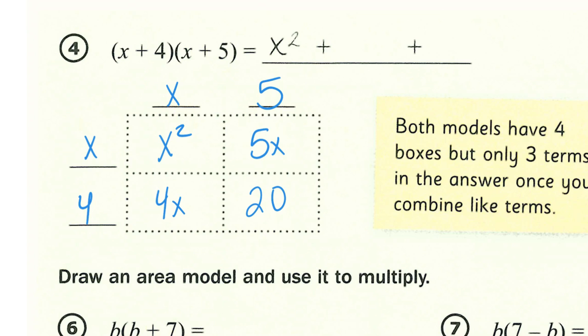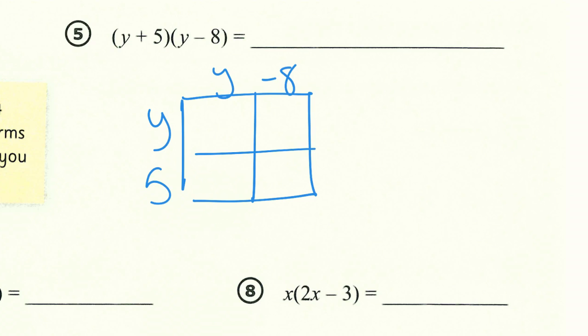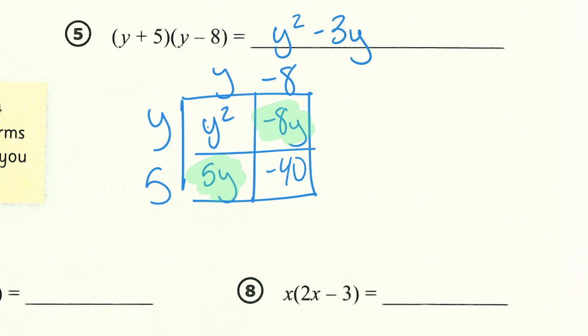In number 4, this is what we end up with, and we're looking for those like terms again. I see 4x and 5x, those are like terms. And so when I write my answer, I have x squared here. I have a total of 9x, and then plus 20. In number 5, when I multiply with my area model, that's what I get. And I have some like terms. There's 5y and there's negative 8y. So when I write my final answer, I have y squared minus 3y, and that came from combining 5y and negative 8y. And then I have minus 40 at the end.